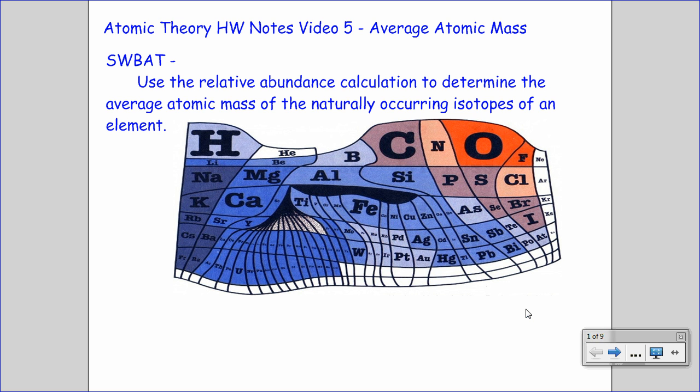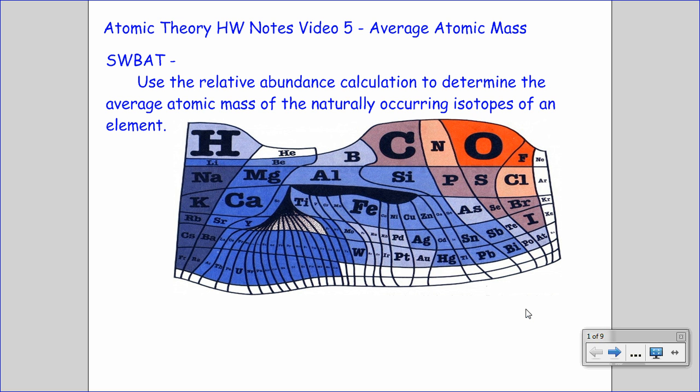We're going to be focusing on a very discrete skill today. It's called average atomic mass. And you're going to be able to use the relative abundance calculation, which is not in your reference table. So you have to know this process from your brain, not a reference, to determine the average atomic mass of all the naturally occurring isotopes of an element.